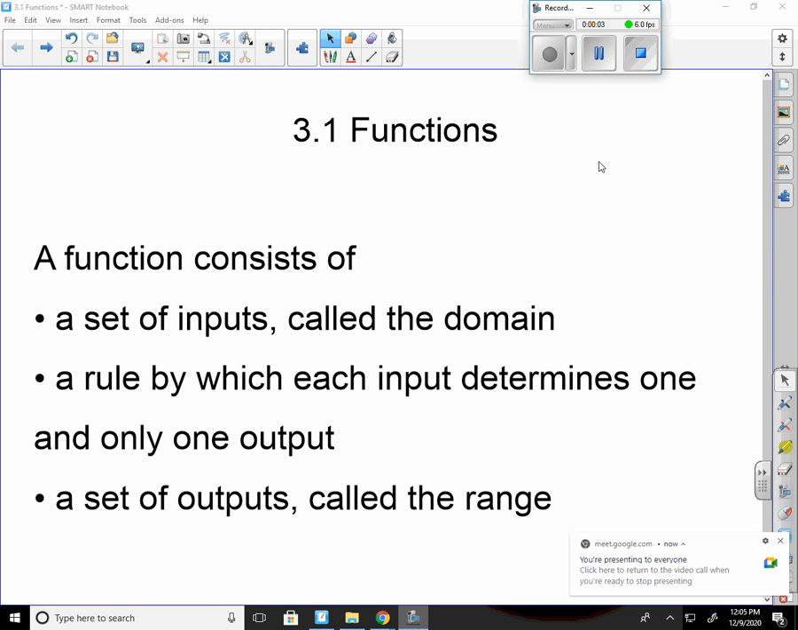3.1 Functions. A function consists of a set of inputs that's called a domain. Additionally, a function is a rule by which each input determines one and only one output. In other words, I can't have more than one output. If I do, it wouldn't be a function. And it also consists of a set of outputs that's called the range.